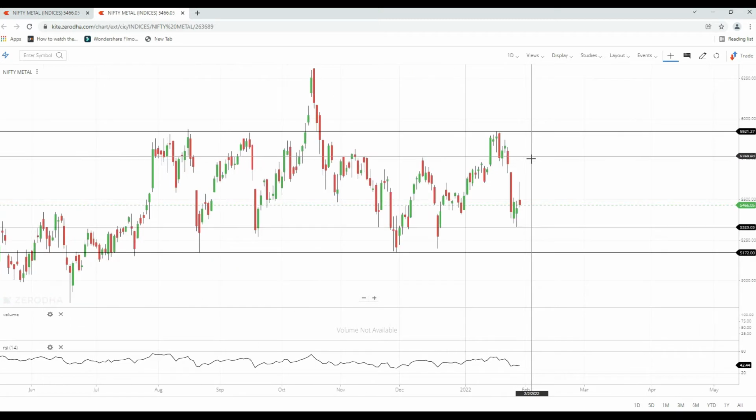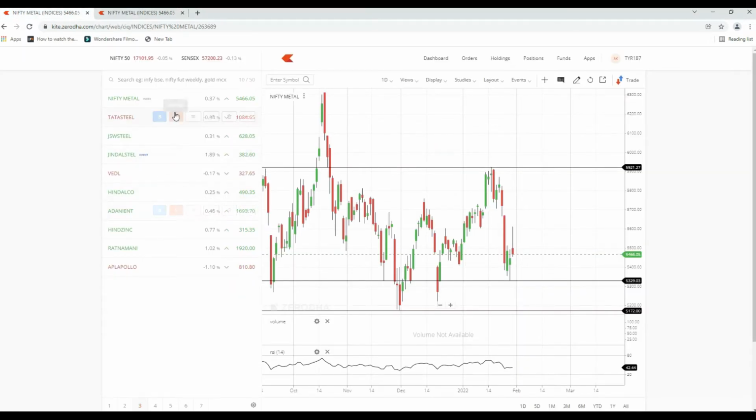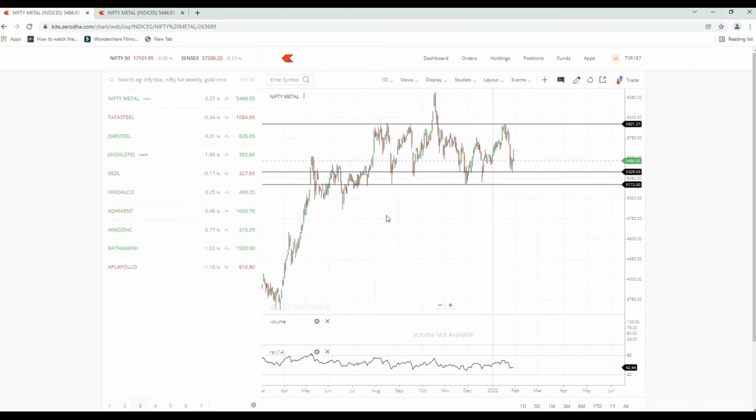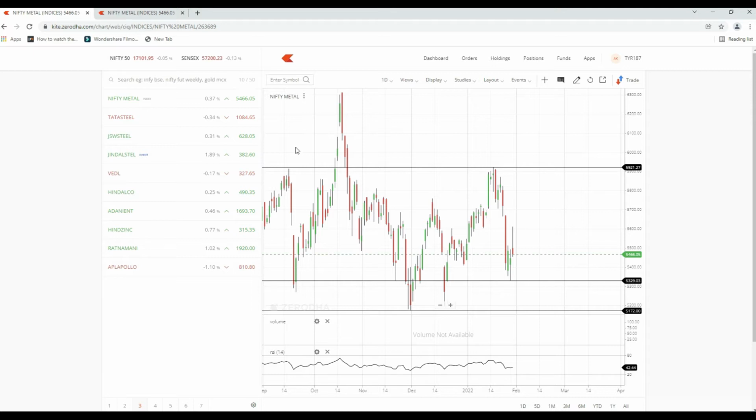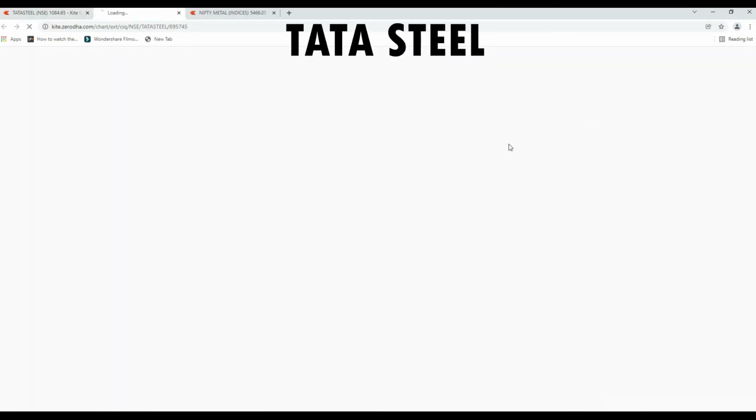So let's get into the sector stocks. This is the Zerodha platform which I am using. I have seen some stocks like Tata Steel, Jindal, Vedanta, Hindalco, Adani, Hindustan Zinc, Ratnamani and Apollo. One after another we will look into the stocks, what they are actually doing. Let's start with Tata Steel first. I will just zoom up the chart and see what is happening in Tata Steel.